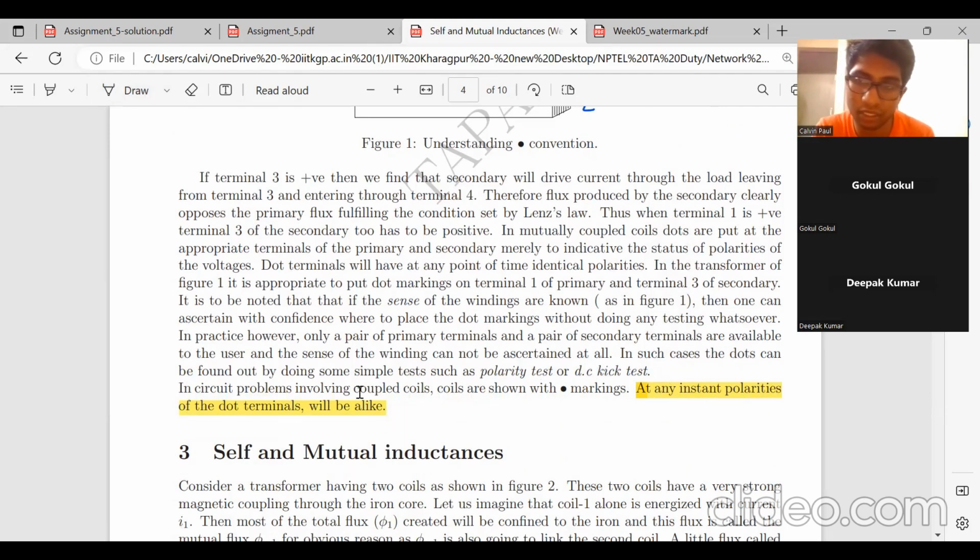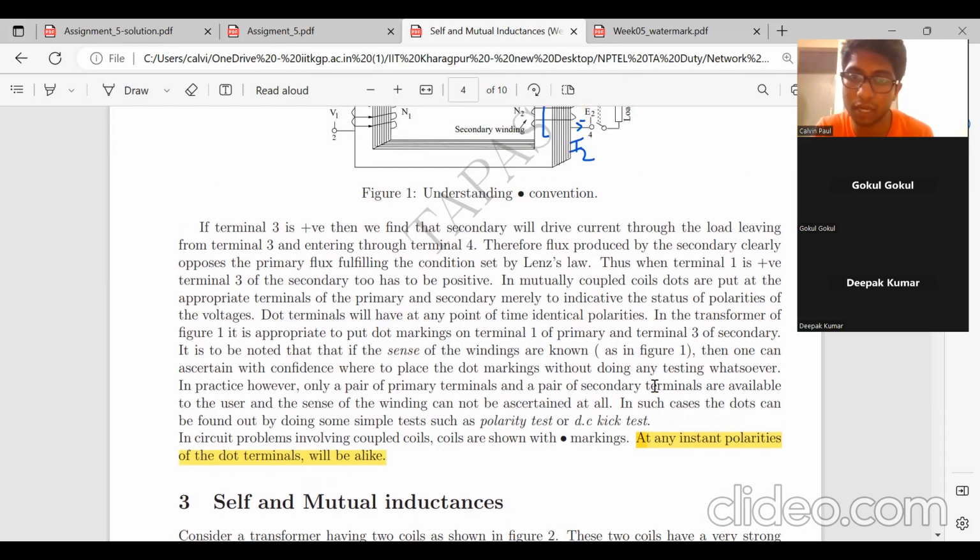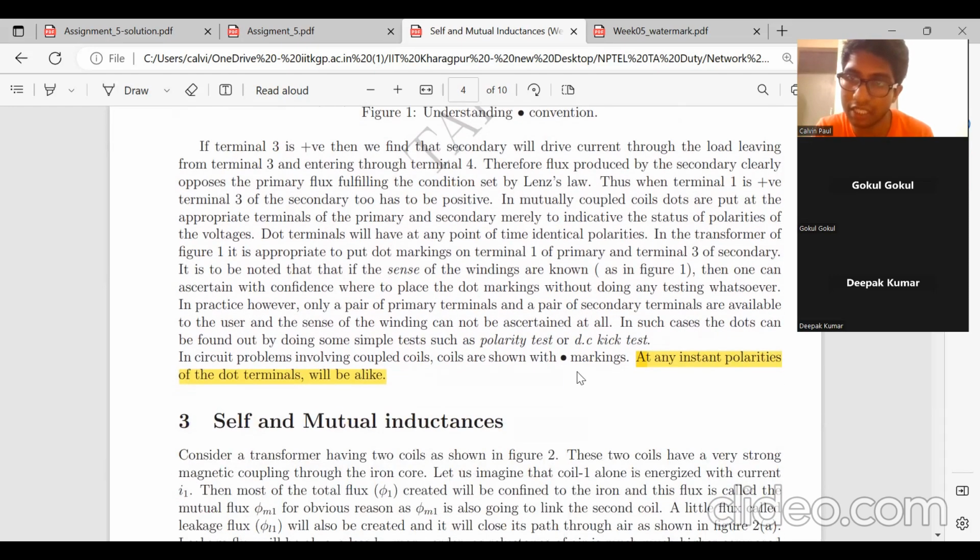So the key takeaway for you guys from this explanation is that when there are circuits involving coupled coils, there's a dot marking which is there. A dot marking has to be provided so that you can properly analyze. And if the dot marking is not available in some experiment which you are doing, you have to perform this polarity test or DC kick test to determine the dot polarity.